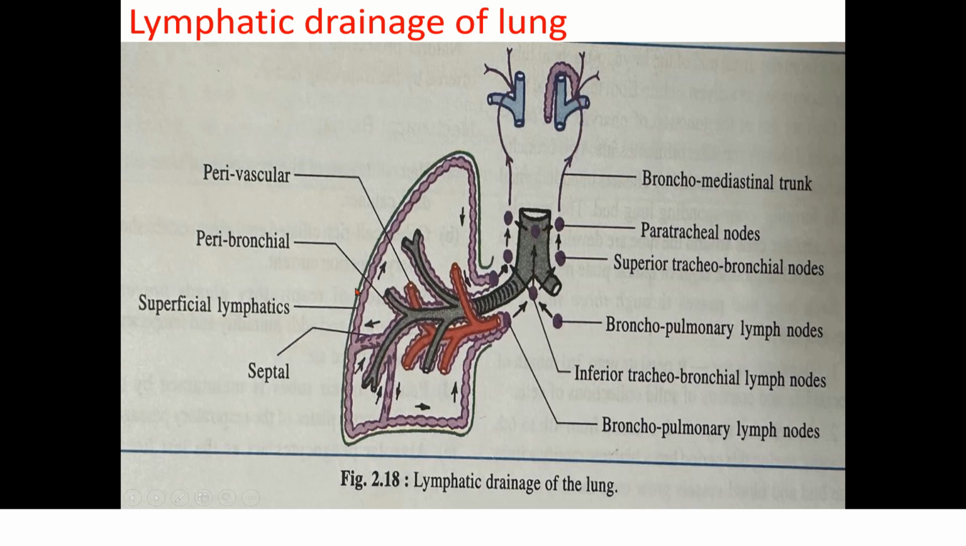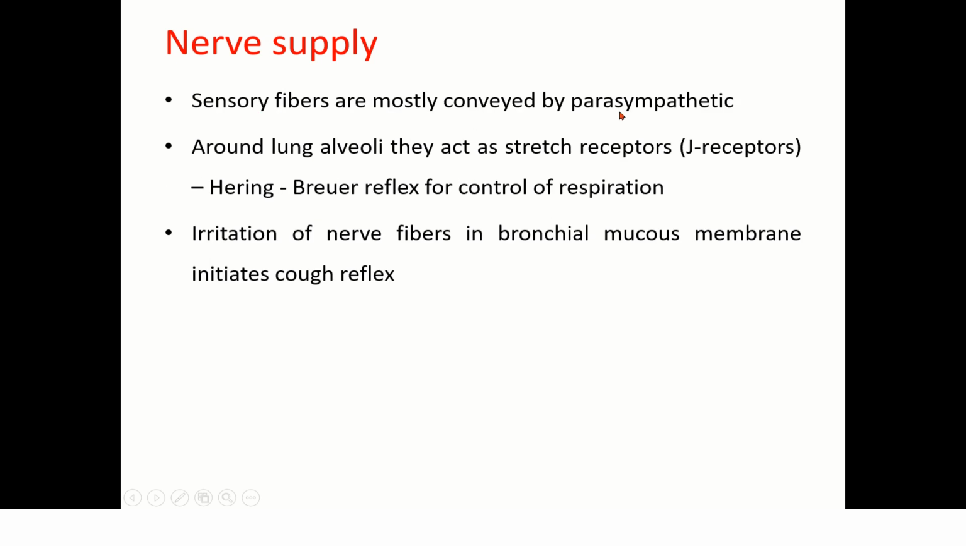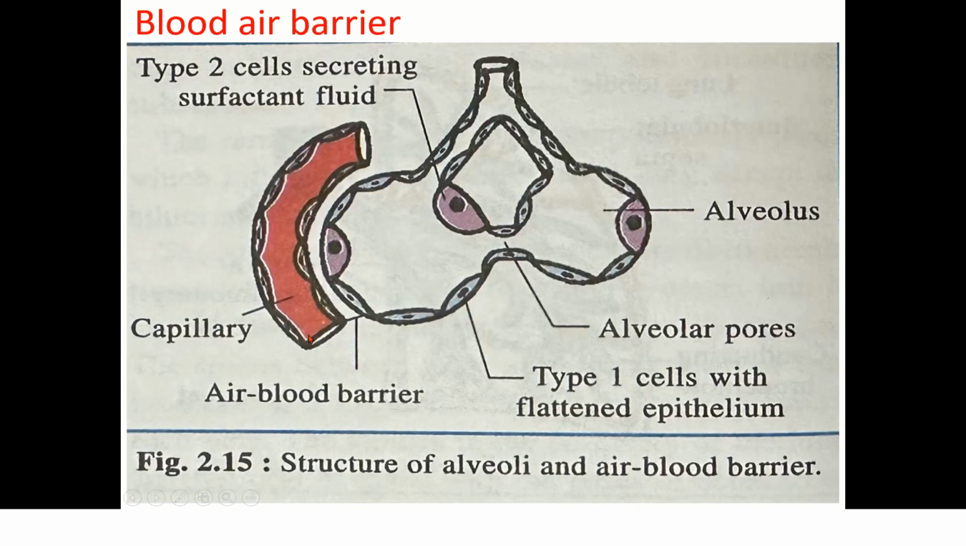Now the nerve supply. The anterior and posterior pulmonary plexuses both surround the lung root. The parasympathetic comes from both the right and left vagus nerves. It is bronchoconstrictor and secretomotor to the bronchial glands. Sympathetic comes from the upper 4 or 5 thoracic ganglia of the sympathetic trunk. Some nerve cells are present in the plexus around bronchial tubes which act as postganglionic neurons of the parasympathetic system. Sensory fibers are mostly conveyed by parasympathetics. Around lung alveoli, they act as stretch receptors called J receptors, which coordinate the Hering-Breuer reflex for reflex control of respiration. Irritation of the nerve fibers in the bronchial mucous membrane initiates the cough reflex.